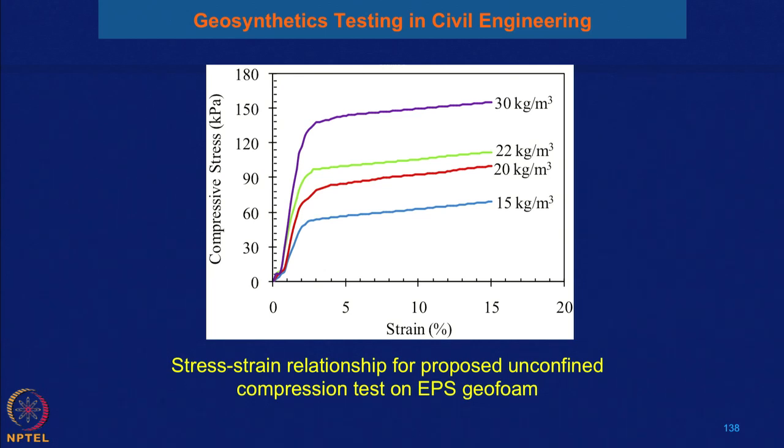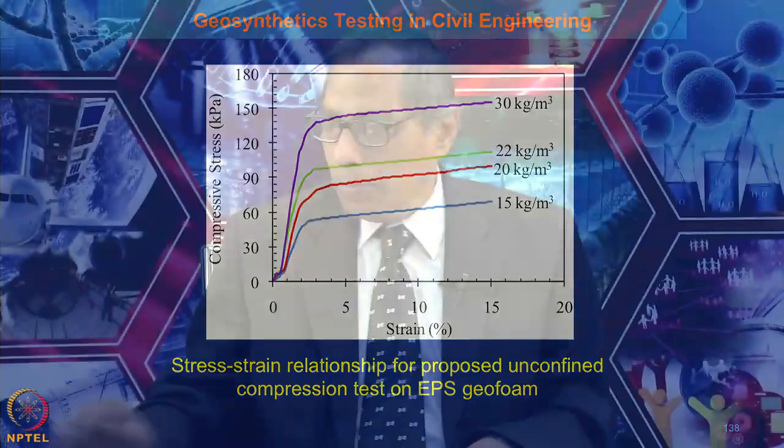Also you can determine the yield value for different densities of the EPS geofoam, and you can also determine the initial tangent modulus. If you draw a tangent here, the slope of this tangent line will give you the initial tangent modulus for 30 kg per meter cube, for 22 kg per meter cube, for 20 kg per meter cube and 15 kg per meter cube. We are showing this in the next slide.